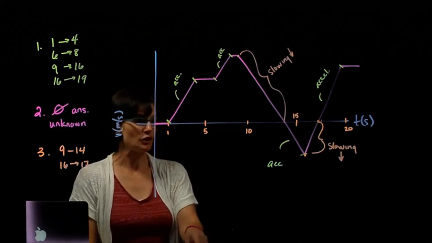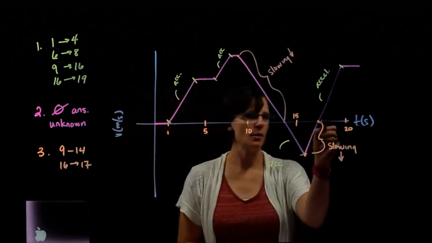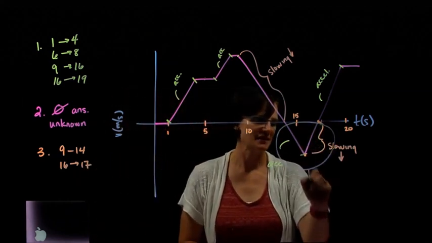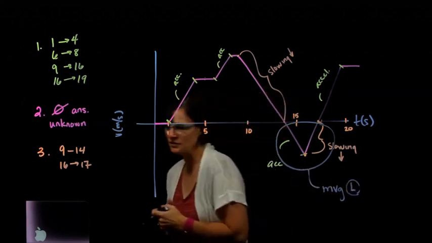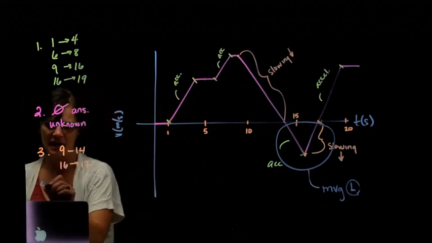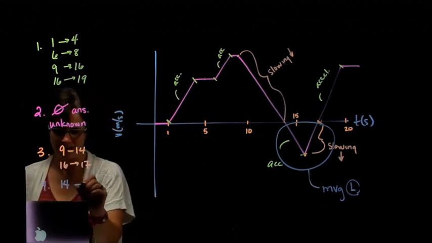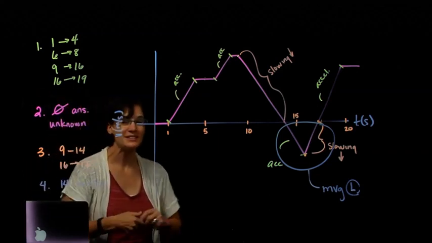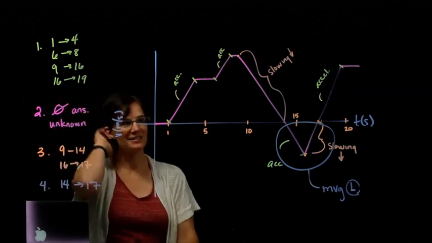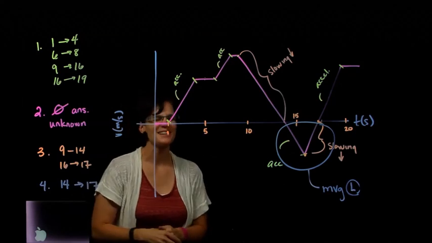And that is during the time that we are below the axis. So it's here that he's moving leftward. So that is between time 14 and time 17. All right, so there's an example of interpreting a velocity graph with very specific questions. Good job.